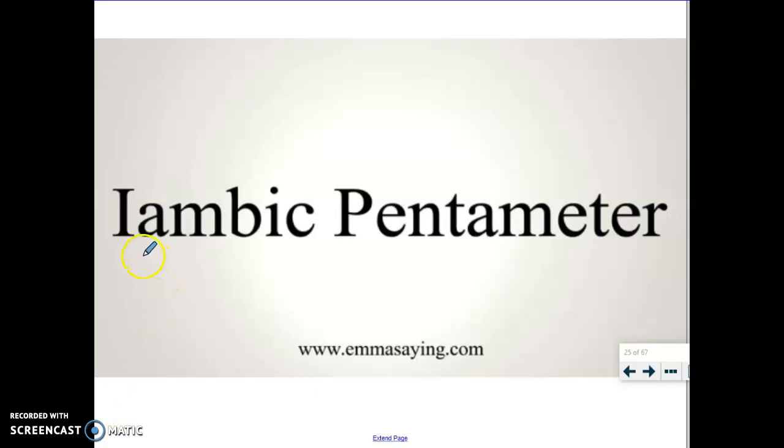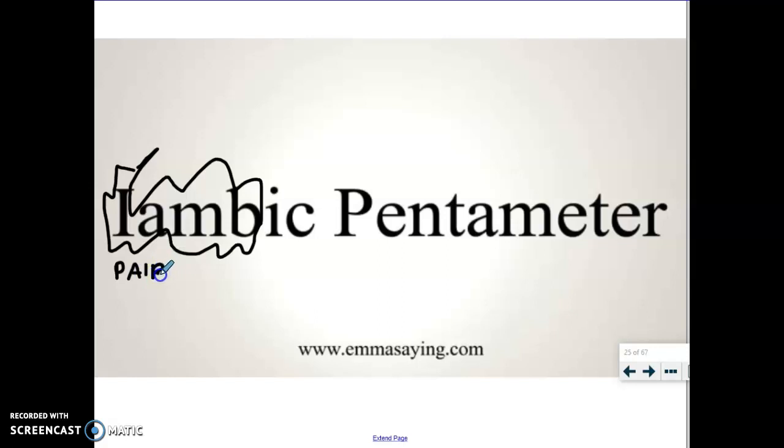So we're going to move basically from left to right here, and we're going to break down certain parts of the word. The first part I want to break down for you is this part right here. And the word is iamb. Basically what iamb means is pair. So what we're looking at is a line of verse that has pairs of syllables. Now, if we think about math class and numbers, a pair equals 2. So an iamb is a pair of syllables.